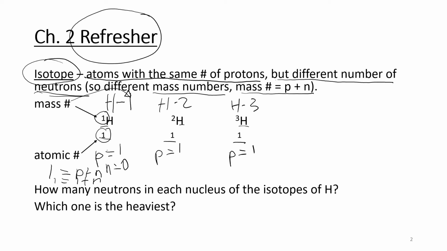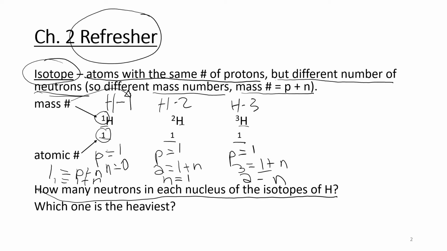So in the next one here, our protons is 1. Our number of neutrons is going to be 2 is equal to 1 plus n. N is going to be 1. And then in the last one, again, we have 3 is equal to 1 plus n. N is equal to 2. So we determine the number of neutrons for each one of these different isotopes of hydrogen.